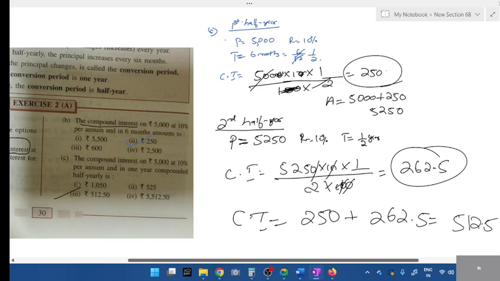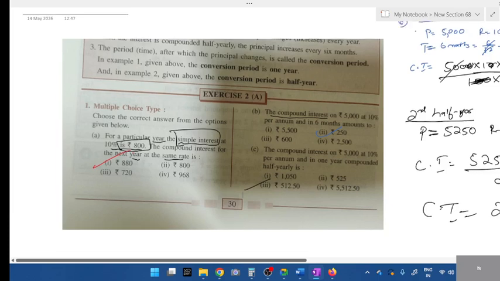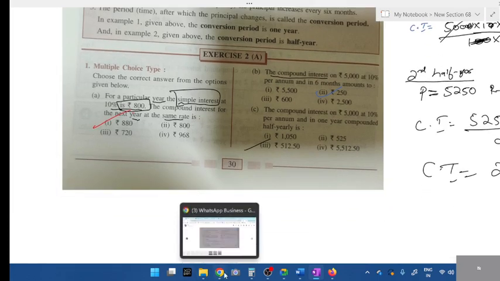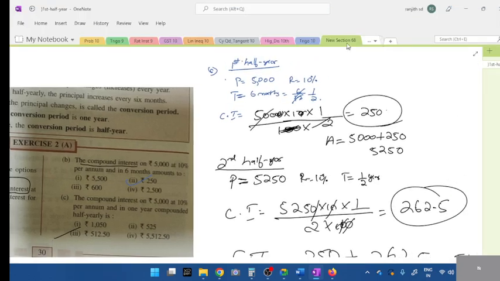Third option. So go through once again, students. This is how you'll get the question. The compound interest they have given, the time period is given. Yearly compound interest. And who sent this? Alia, you sent this, right? Okay.